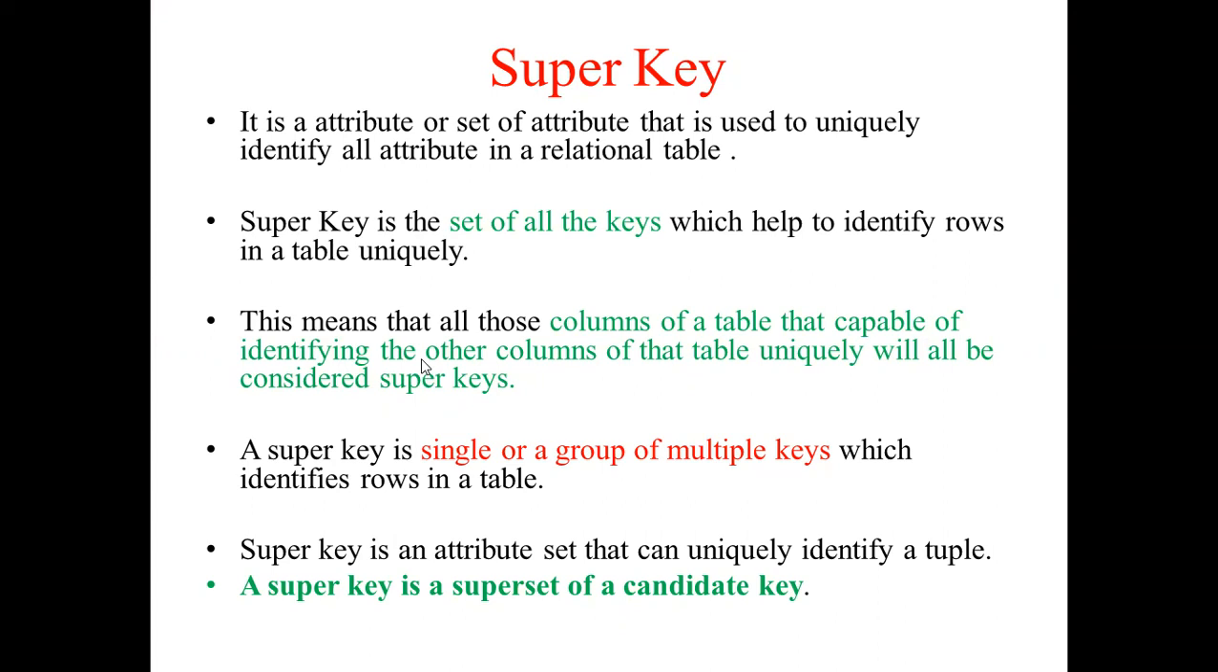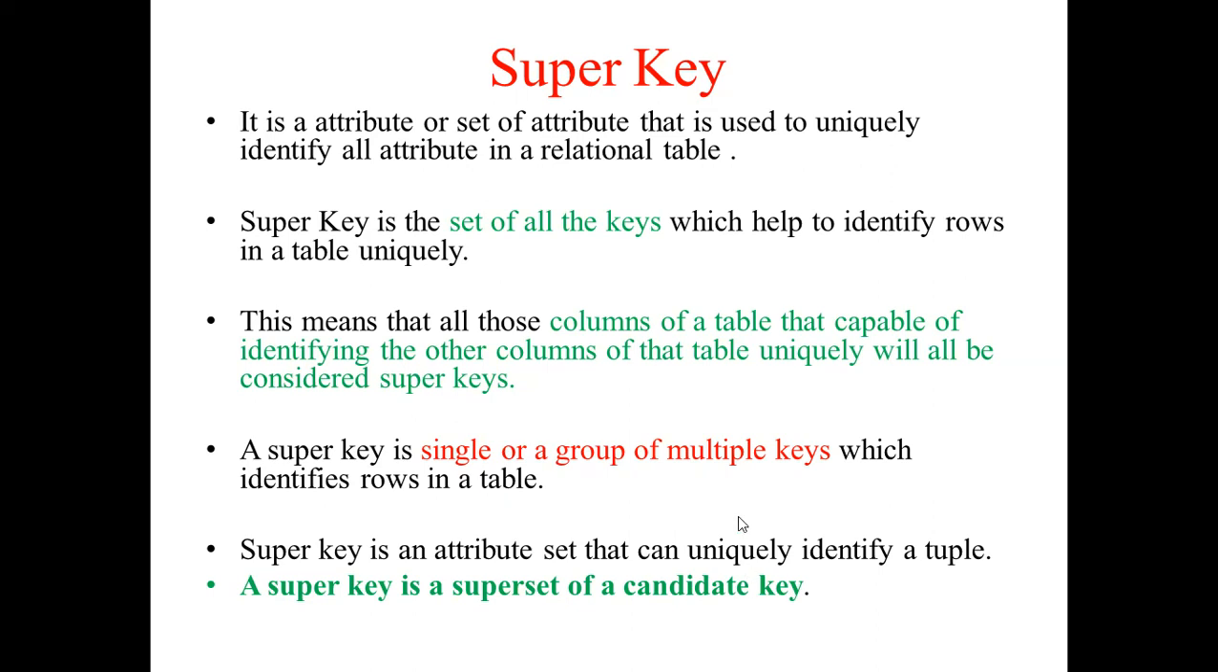In short, a single attribute can be defined as a super key, or if we combine the attributes to uniquely identify the other records, that can be considered as a super key also. A super key may be a single key or a group of multiple keys which identifies the row in a table uniquely. Another thing over here is that a super key is a superset of a candidate key. In the further lectures, we will see in detail about the candidate key. But here, a super key is a superset of a candidate key.